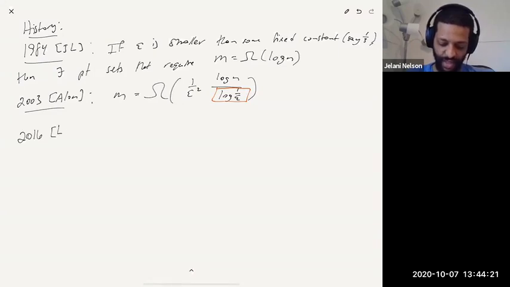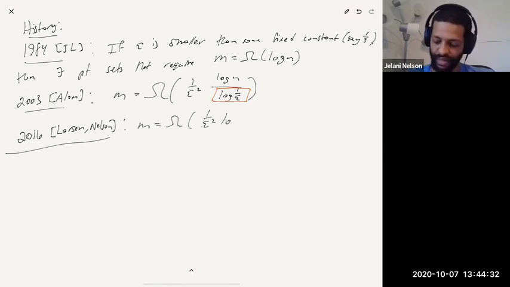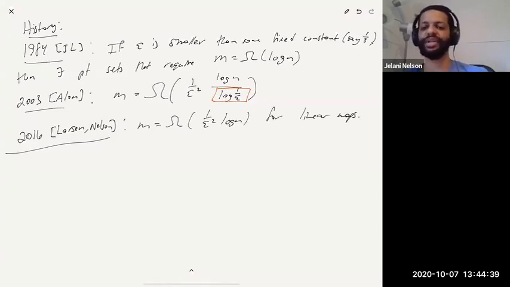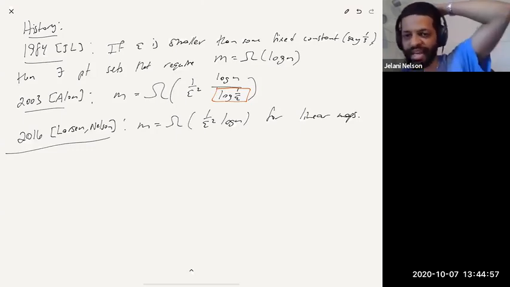In 2016, there was a lower bound by Larsen, Nelson, and others that showed that m is at least 1 over epsilon squared log n for linear maps. If you look at the JL lemma, what are we trying to do? We're trying to embed d-dimensional Euclidean space into lower dimensional Euclidean space. The JL lemma just proves the existence of such a map. It turns out that in the proof, this map is a linear map: x gets mapped to A times x for some matrix A.